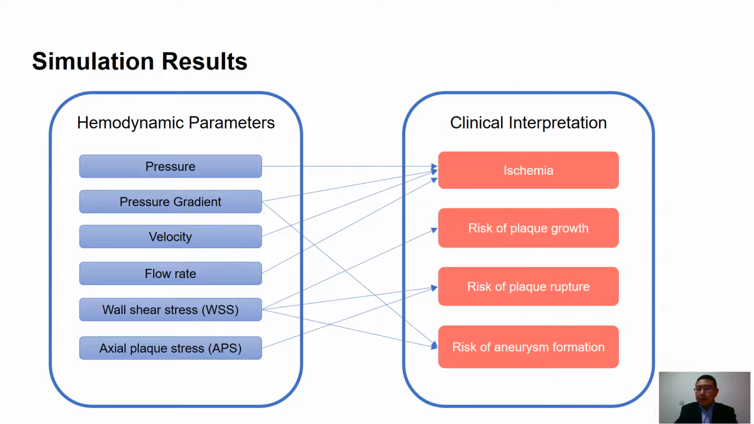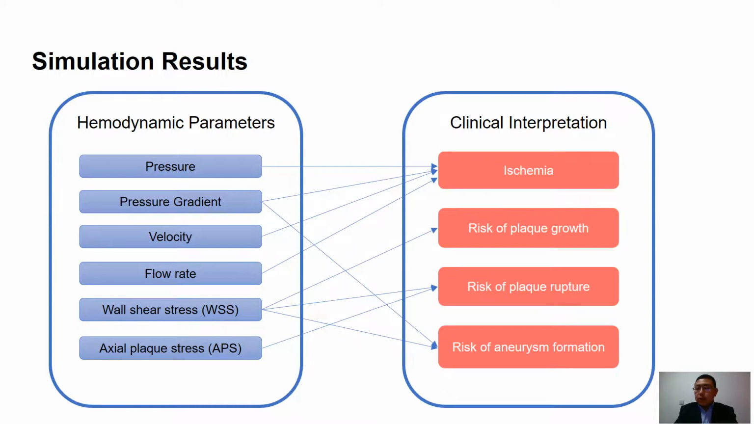As shown in this figure, there are very complex relationships between hemodynamic parameters and clinical risks. For example, the severity of ischemia can be observed directly from the flow rate or velocity in an artery branch, or evaluated using the FFR value derived from the pressure.